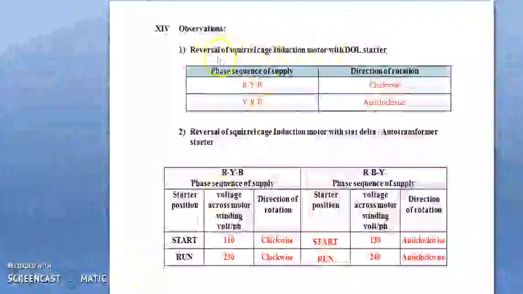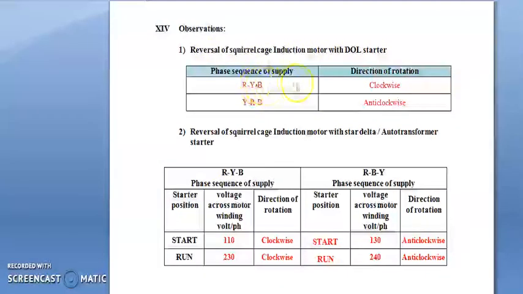First we have seen the reversal of a squirrel cage induction motor with the DOL starter. When we connect the phase sequence of supply as R, Y, B, we get clockwise rotation. Now as per the experiment, we exchange the phase sequence to Y, R, B, and then we get rotation in the anti-clockwise direction. This is for the DOL starter.